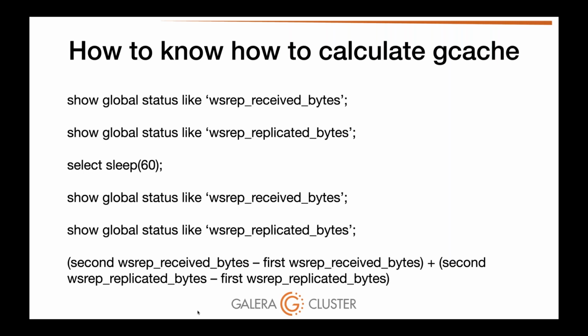So the GCache configuration is very important. We never tell you to have it at 128 megabytes. We always encourage a much larger GCache. And in the unlikely event that the GCache is somehow corrupt, only then will you get a full SST as opposed to an IST. So we always recommend you to have incremental state transfer if you can.